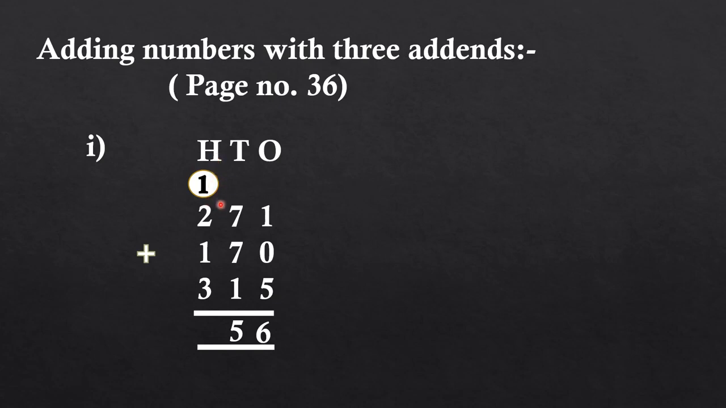Now here at hundreds place you can see 2 plus 1, 3, 3 plus 3. So keep 3 in your mind, 3 on your fingers. Yes, start counting 4, 5, 6. Now we have to add carry digit. So 6 plus 1 is equal to 7. So our answer is 756.